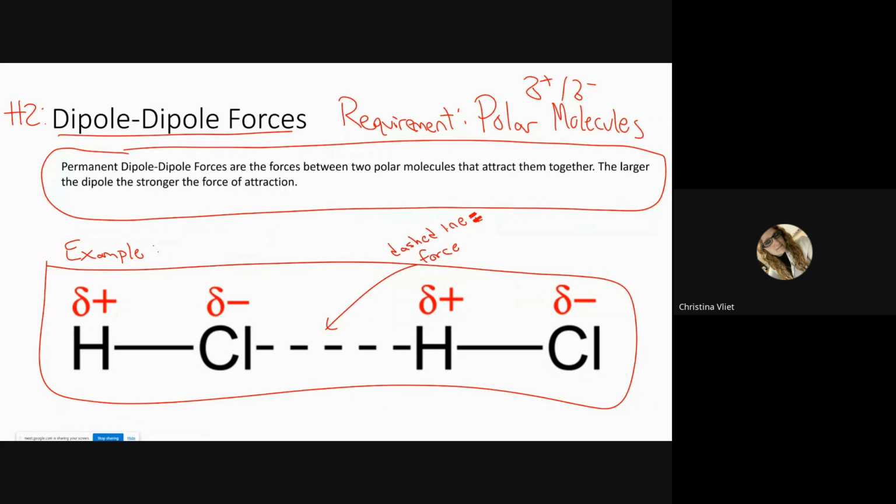This is the second force, meaning that it is stronger than a dispersion force. It is a stronger force of attraction between substances. And so they're called permanent instead of temporary, is another way to understand it, meaning that the charges are always there. Whereas in a temporary, a dispersion force, the charges are only there for milliseconds.